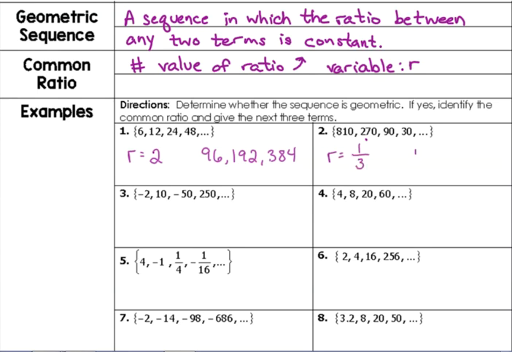So when we divide by 3, we get 10. Divide that by 3, we get 10 over 3. Here's where multiplying by 1/3 comes in handy. When you multiply fractions, remember you go straight across the top, straight across the bottom. So 10/3 times 1/3 is 10 over 9.